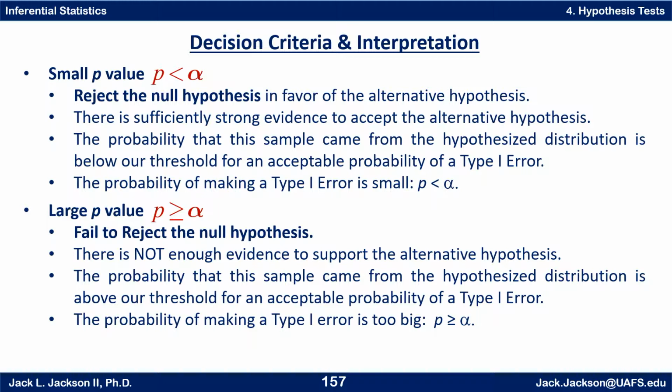If we have a large p-value, how large? Well, greater than or equal to alpha, we fail to reject the null hypothesis. In this case, there's not enough evidence, or at least not strong enough evidence, to support the alternative hypothesis. The probability that the sample came from the hypothesized distribution is above our threshold for an acceptable probability of a type 1 error. So the probability of making a type 1 error is too big. It is p, which is greater than alpha.